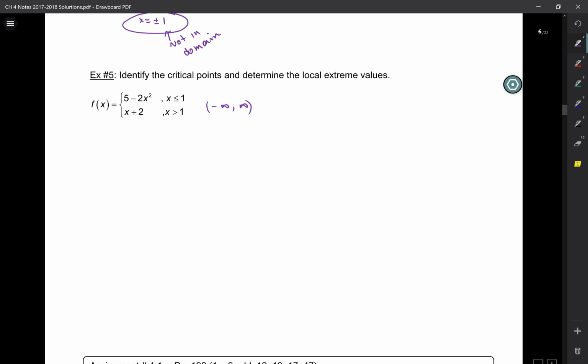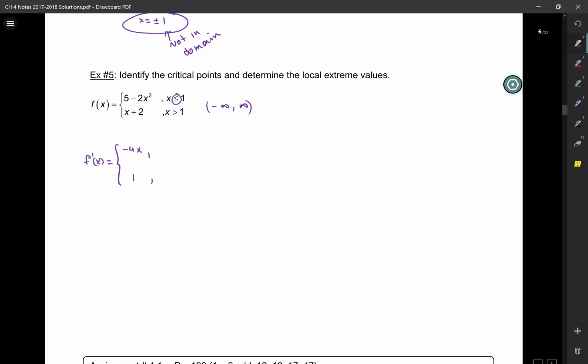Okay, now f prime of x, right? How are we going to find f prime of x here? Well, just like we did before, you do the derivative of the first function, the derivative of the second function. Of the first function, it'll be negative 4x. Of the second function, it'll just be 1.